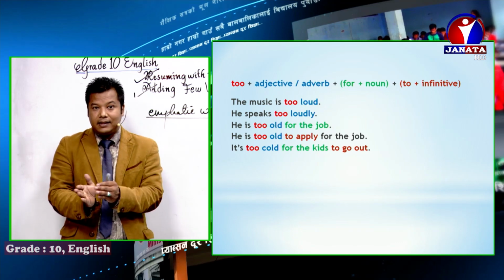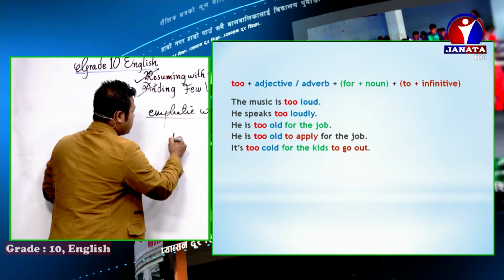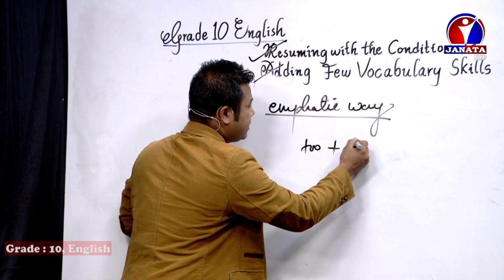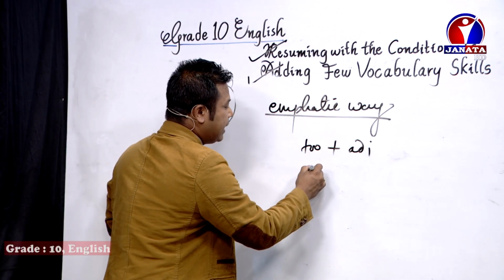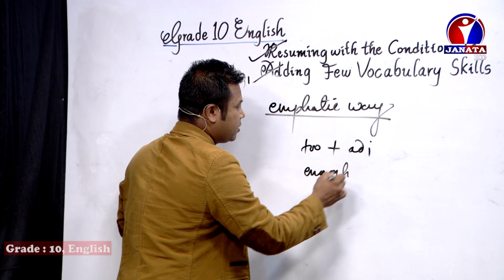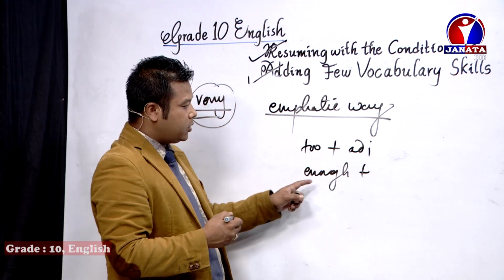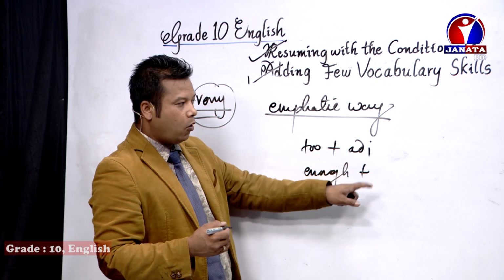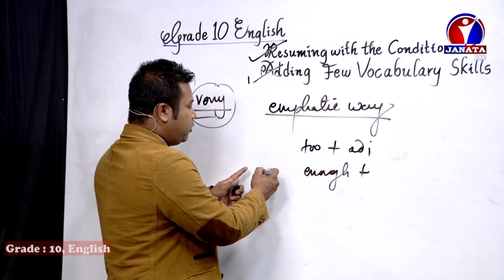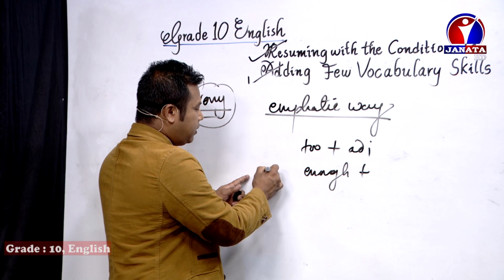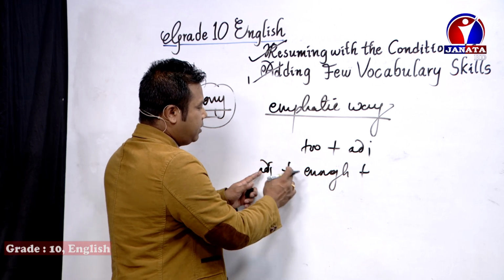It's too plus adjective. Again, remember, if you're using enough, we are not discussing this, but if you're using enough, where does the adjective occur? Is it here or here? Should you say enough beautiful or beautiful enough? I would say beautiful enough. So beautiful, that is the adjective, becomes adjective plus enough.